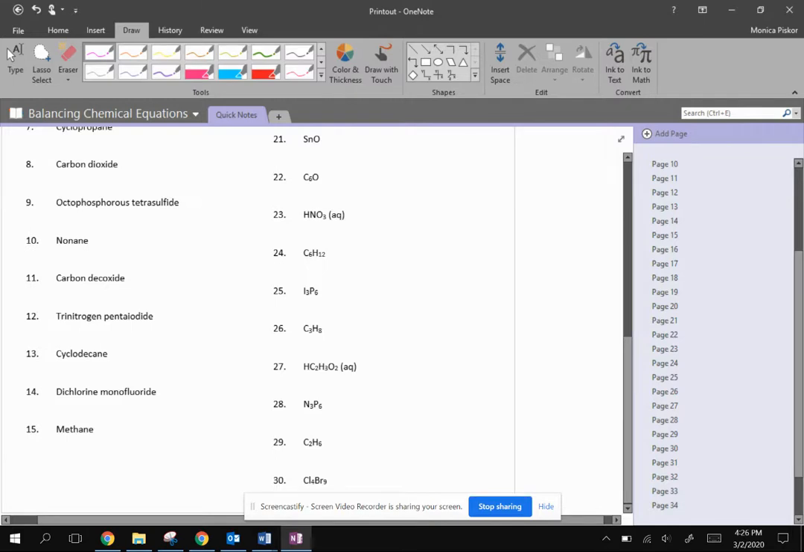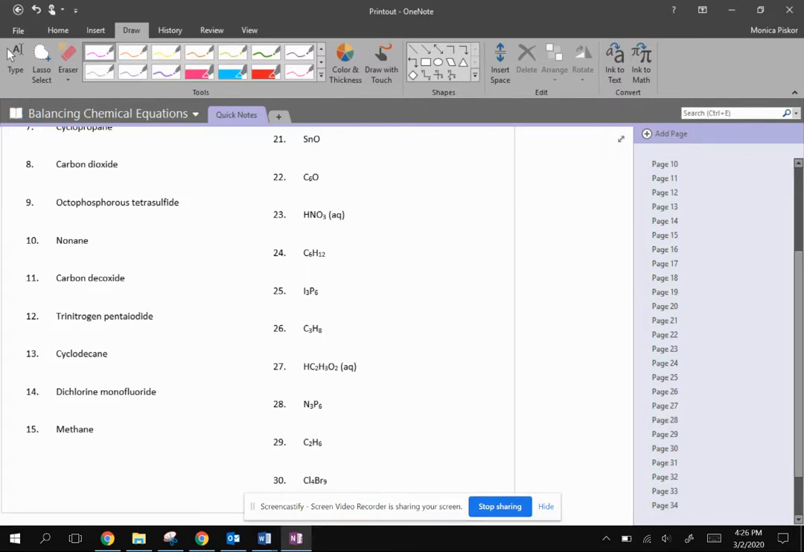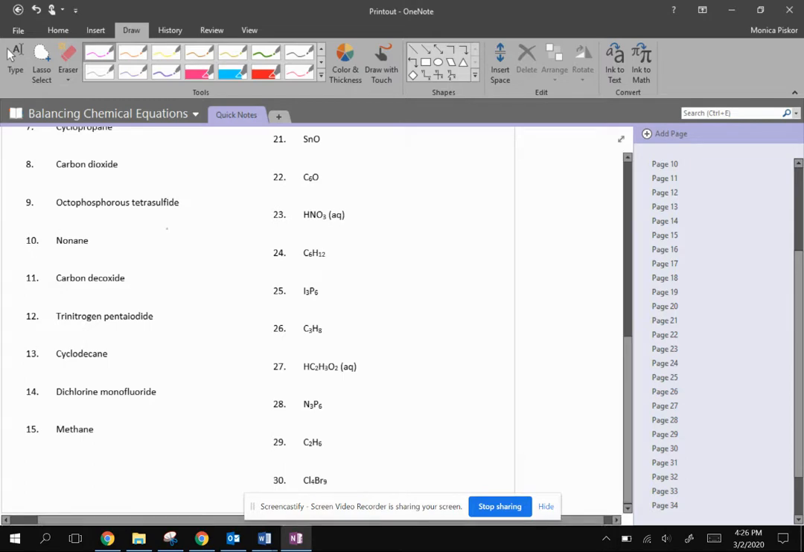I'm trying to find one that we think would cancel. Oh, look at number 9. So we have octophosphorus tetrasulfide. Oct means 8, so this is P8. Tetra means 4, so this is S4. We never reduce, so with moleculars we don't reduce, so it's just P8S4.